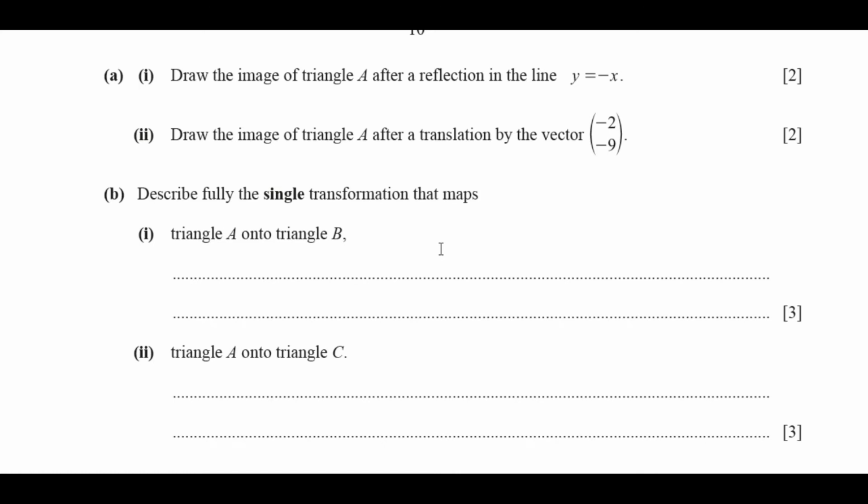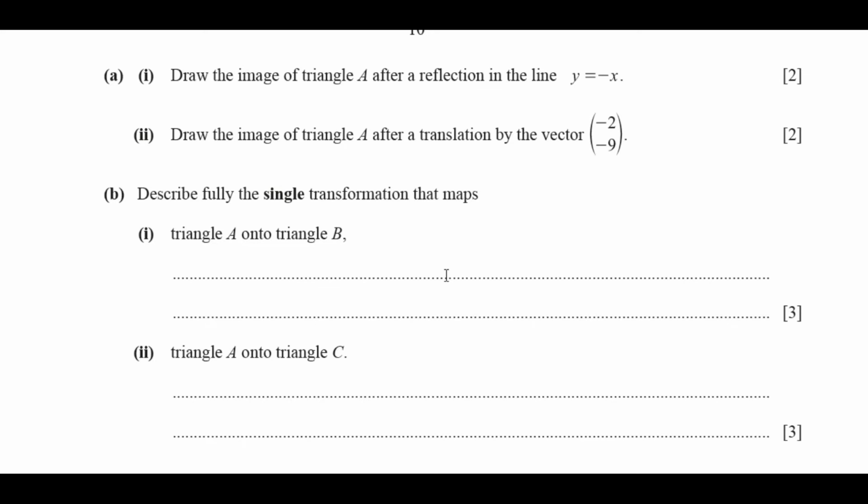If it is an enlargement, you have to mention enlargement, then you have to write the center of enlargement, then you have to write the scale factor. If it is rotation, you have to write rotation, the center of rotation, in which direction it is rotated, and the angle of rotation. So these are the steps you have to follow when you get a question that says describe fully.